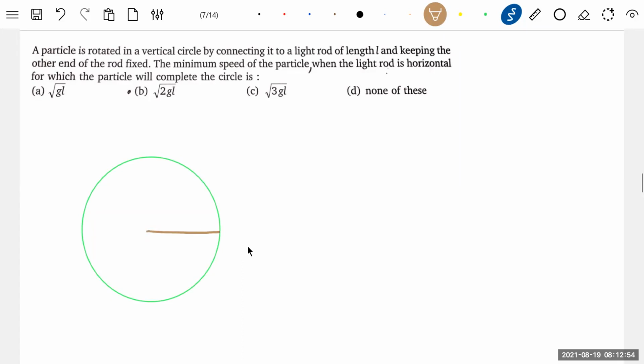Somewhere here. I need not project from the vertical position. I can project from here also. There's a rod. The diagram is intentionally not given. It is asking what is the minimum velocity so that it will complete the circle. Then what should be the minimum velocity it should possess, as there's a rod?